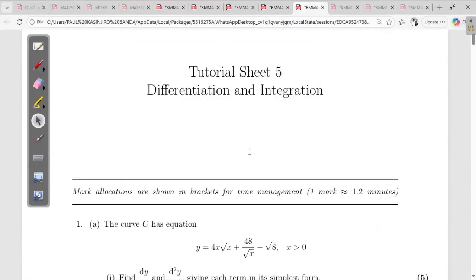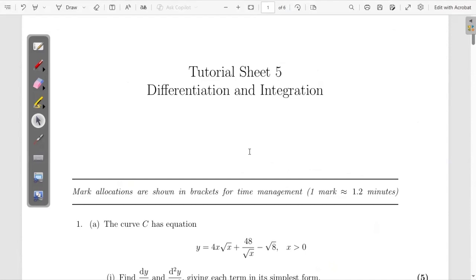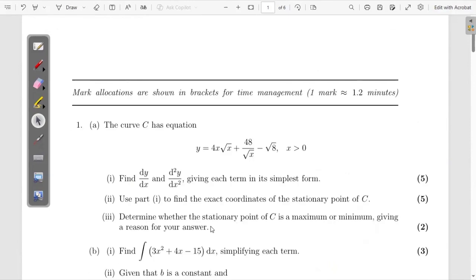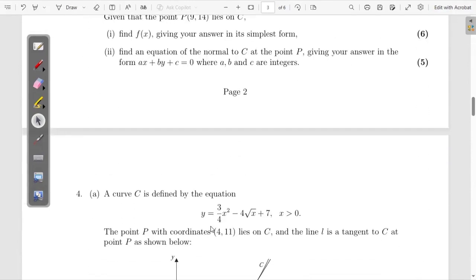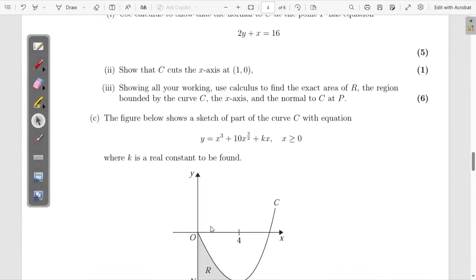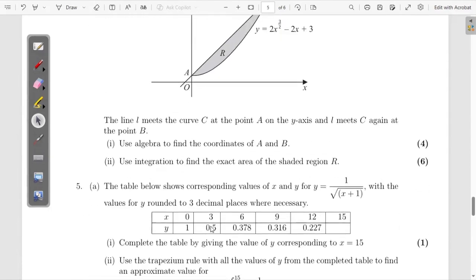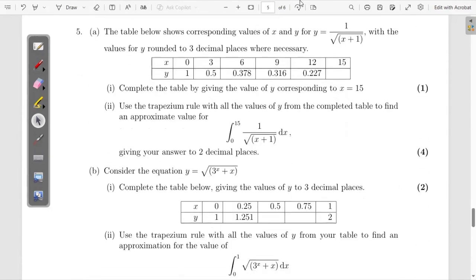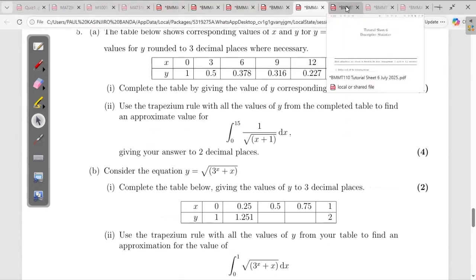Tutorial sheet 5, differentiation and integration. This is a topic that most students find difficult or challenging. We've solved them, and I've shown how you can differentiate in a very easy way. So how many questions did this tutorial sheet have on differentiation? It had 5 questions. We've solved all of them and you can access them on the website.